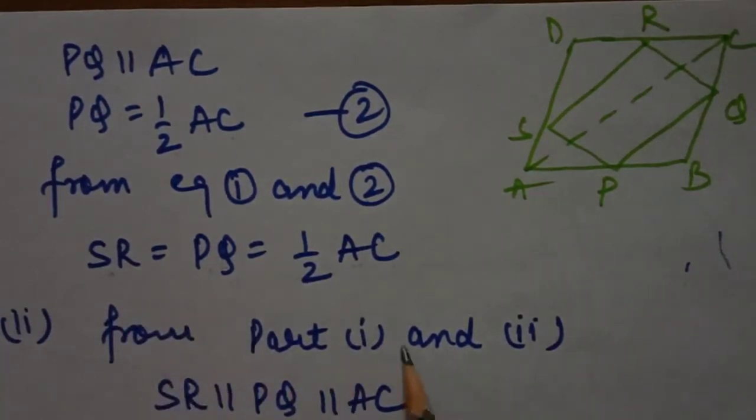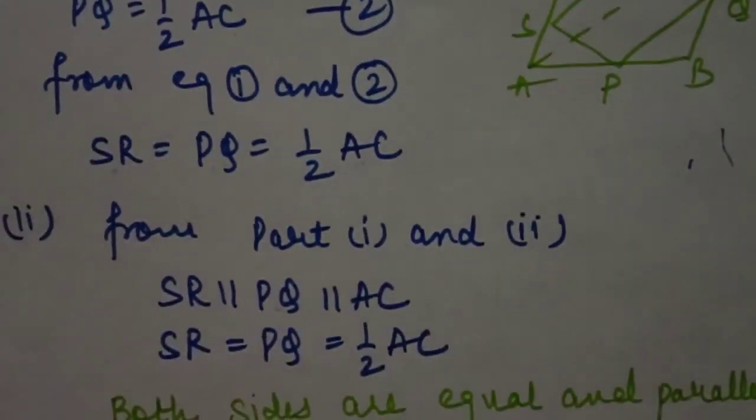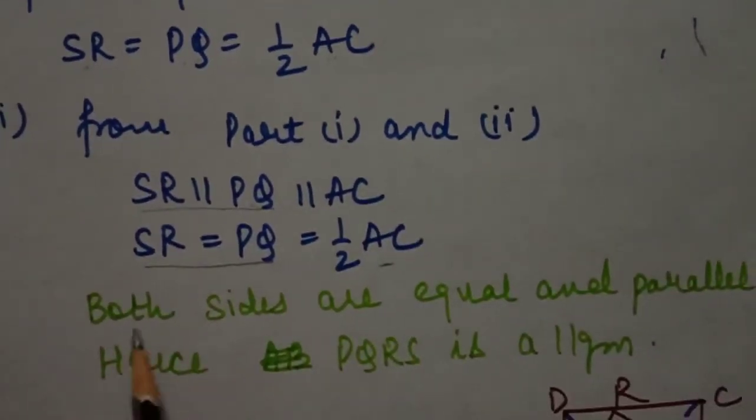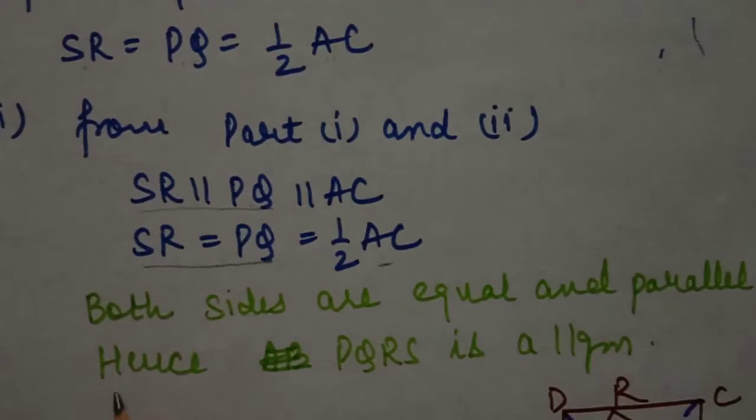So students, in the first part we proved that SR is parallel to AC. In the second part we proved that PQ is parallel to AC. And from the first and second parts, SR and PQ are also equal to half of AC. So definitely, if both pairs are equal and parallel to each other, PQRS is a parallelogram. Both sides are equal and parallel, hence PQRS is a parallelogram. This is your third part of the first question. So students, the first question is finished now.